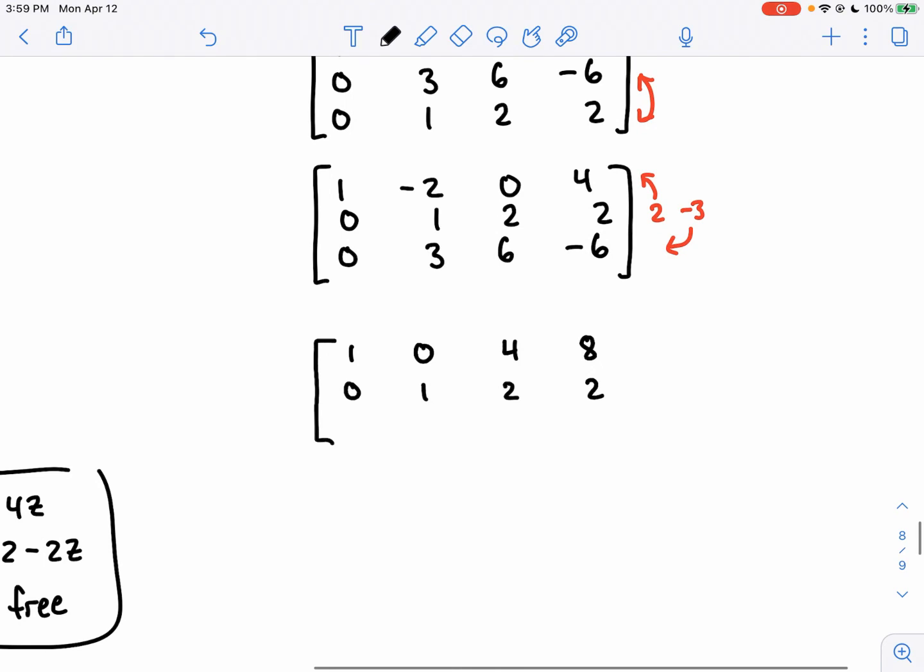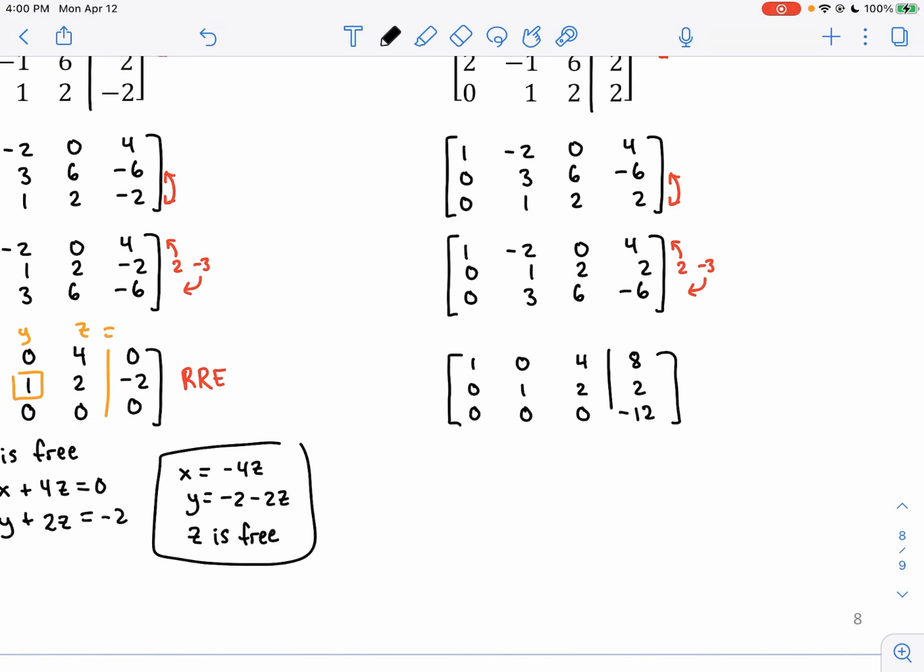Now let's do the negative 3 times row 2 added to row 3. So negative 3 times 0 is 0. Add to 0 stays 0. Negative 3 times 1 is negative 3. Add to 3 becomes 0. Negative 3 times 2 is negative 6. Add to 6 becomes 0. And negative 3 times 2 is negative 6. Add to negative 6 becomes negative 12.